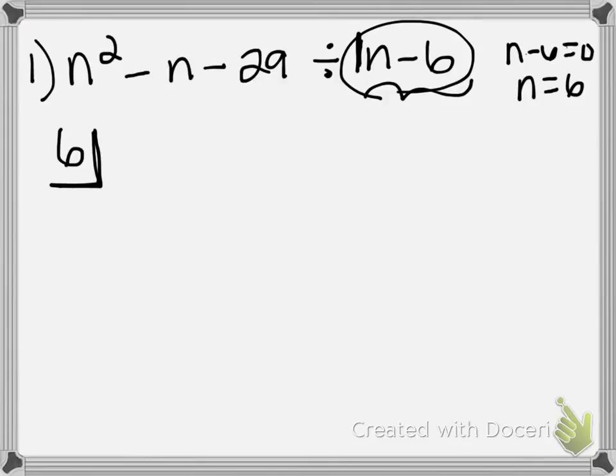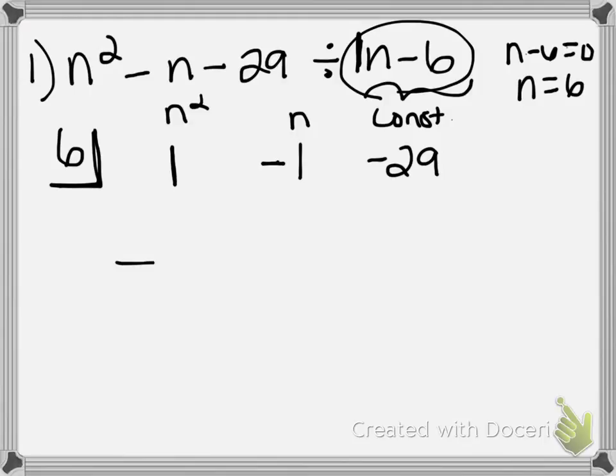Then you write the coefficients. I have an n squared, an n, and a constant, so I write those coefficients. The coefficient for n squared is 1. The coefficient for n is negative 1. And the constant is negative 29. Then you leave a space and you draw a line.